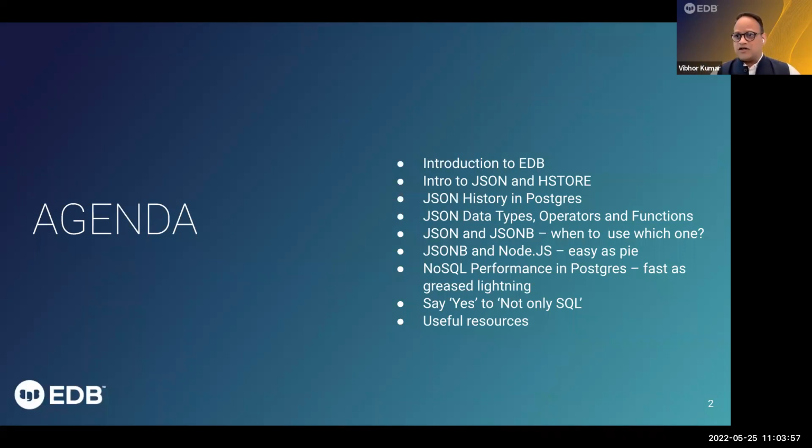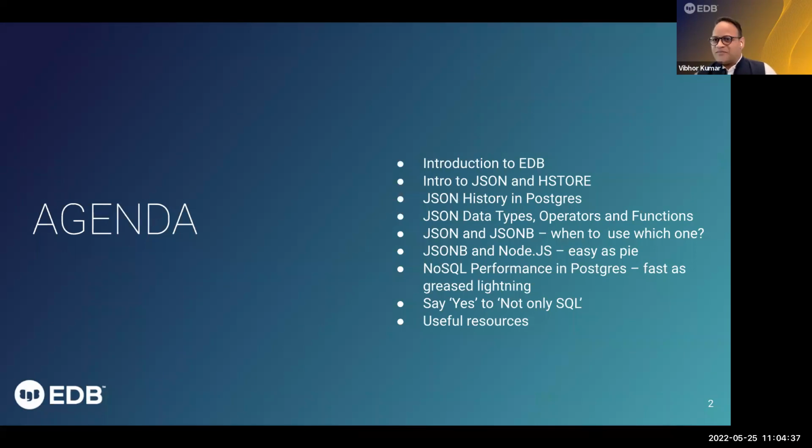Then we'll discuss JSON, which is like a document store in Postgres. We'll discuss Hstore, which is again a very old data type we have in Postgres and has supported many flexible data structures. Then we'll discuss the history of JSON in Postgres. We'll go through some JSON data types, the operators and functions you could use in Postgres. And then, since we have two different variants of JSON in Postgres, the JSON data type itself and JSONB, which is more like a binary JSON, we'll discuss exactly when you would like to use which one.